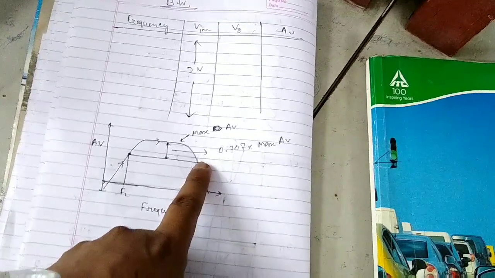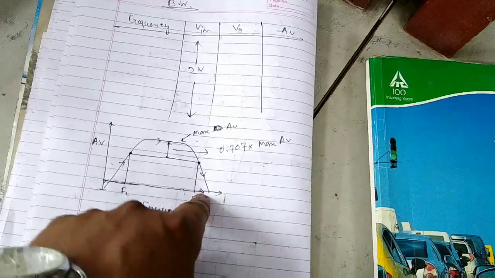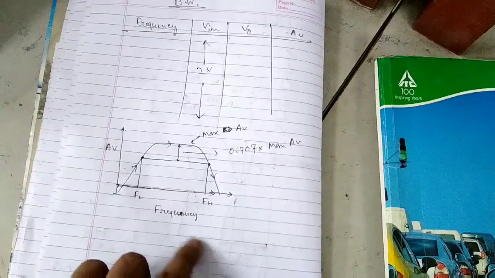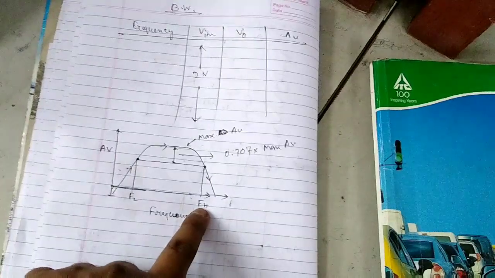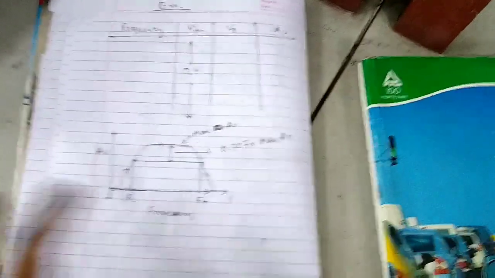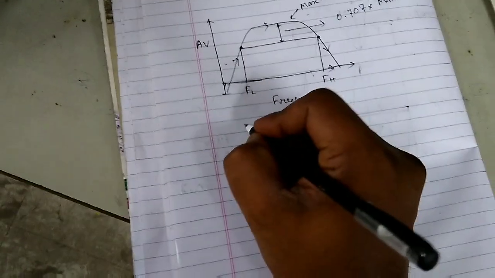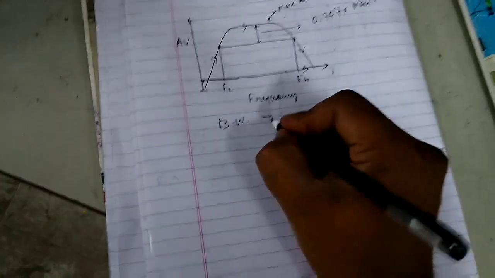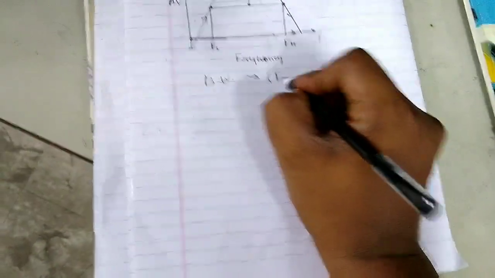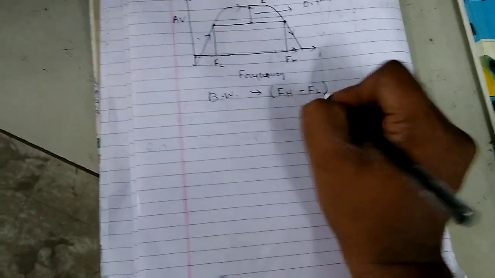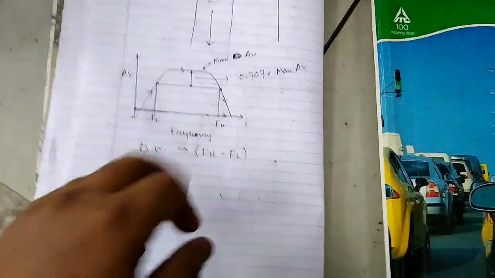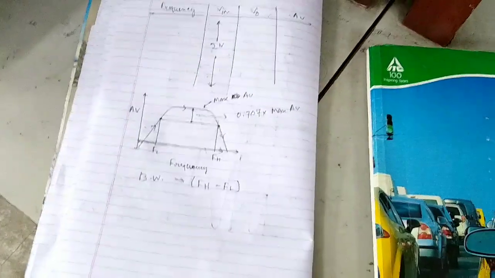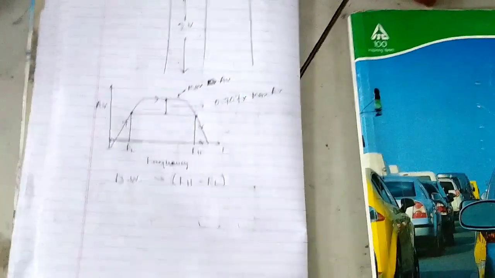From that point you need another perpendicular to the horizontal line, and mark it as FH, the higher frequency. The formula for bandwidth is FH minus FL. So when you plot the graph properly you can find the bandwidth. This is the way to find out bandwidth.